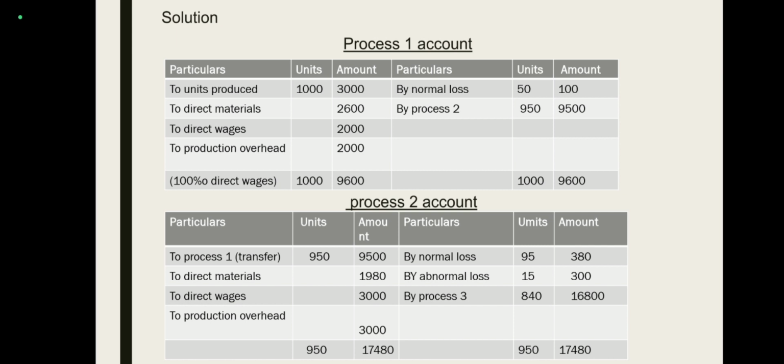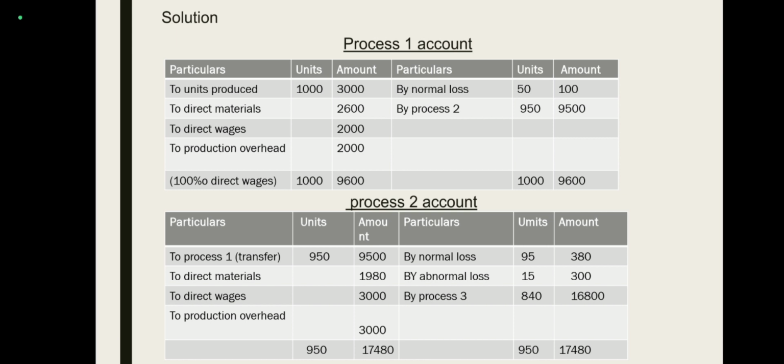First is the process 1 account. Debit all direct expenses, that is units produced, direct material, direct wages and production overhead. Production overhead is the same as direct wages because it is recovered at 100% of direct wages. It will be 9000 per unit and the amount is 9600.